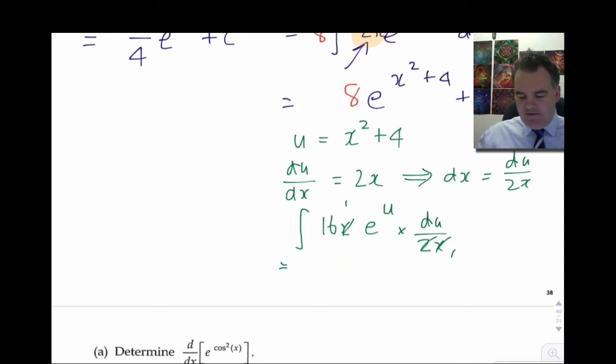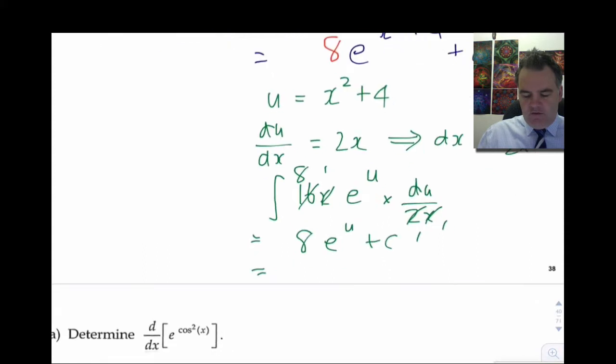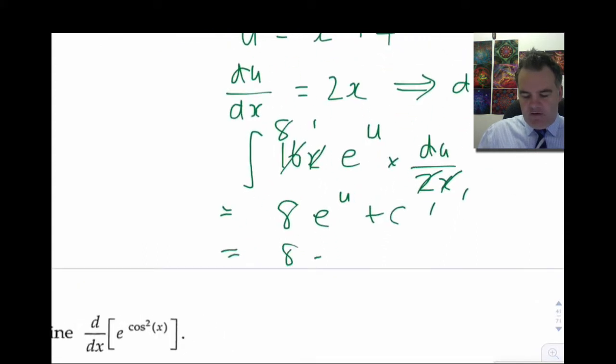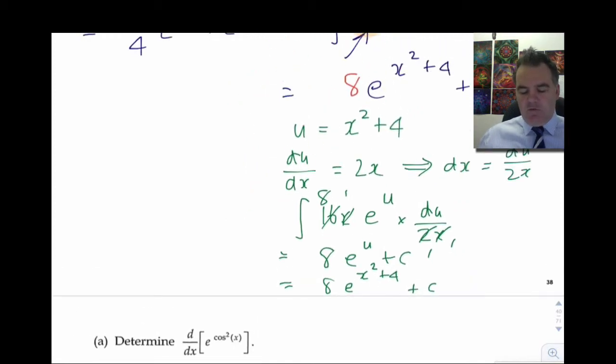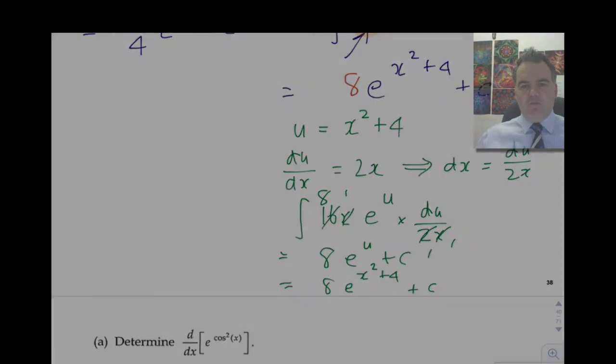A bit more cancelling, 2 goes into 16 8 times. So we get the integral of 8 e to the power of u with respect to u, that's just 8 e to the power of u plus c, which of course is 8 e to the x squared plus 4 plus c. So we get the same answer as what we got before, just using substitution.